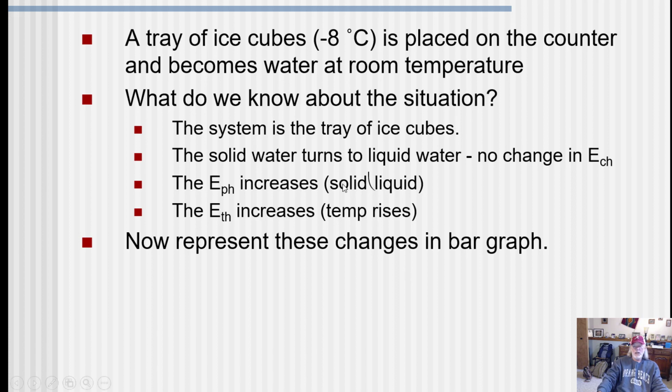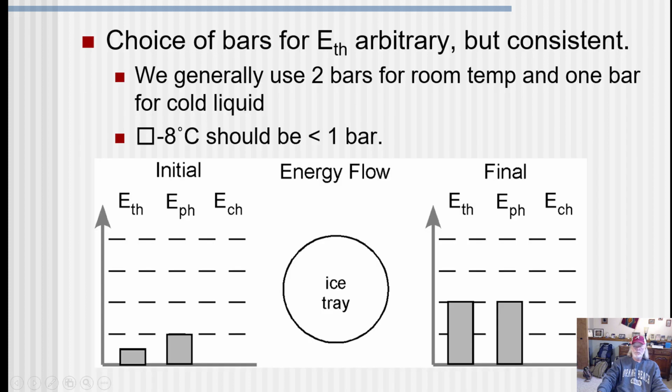And we know if we go from solid to liquid, the energy of that phase increases. The liquid phase of water has more energy than the solid phase of water. And if we are melting the ice, so to speak, we know the thermal temperature also increases. Now we've got to put these changes on a bar graph. Let's look at our phase change. We're saying a solid goes to the liquid.